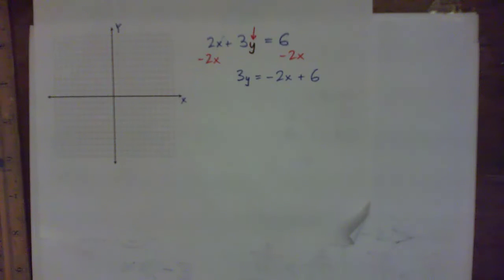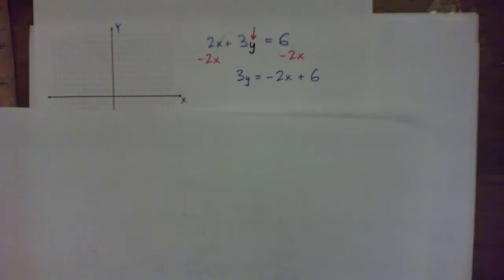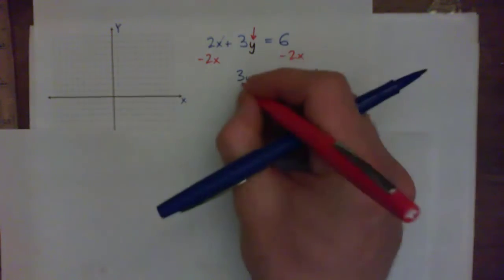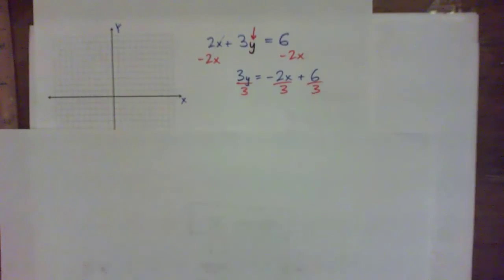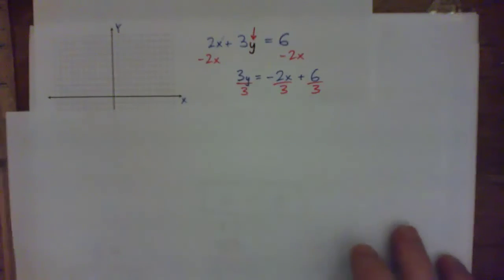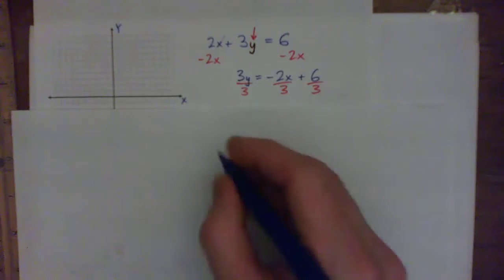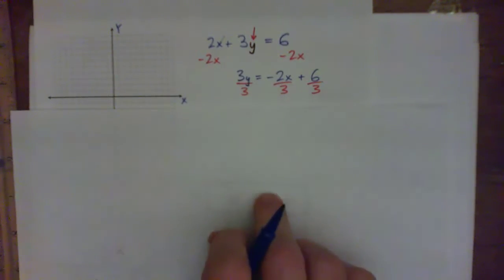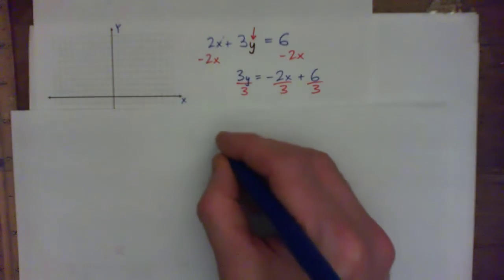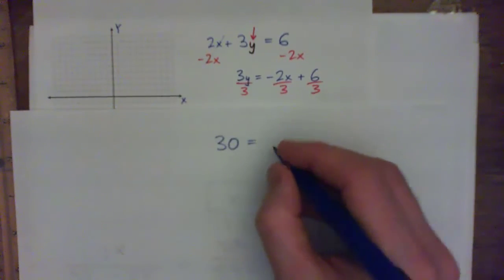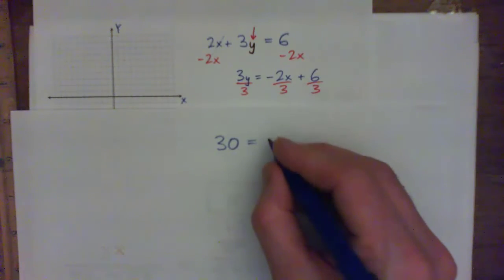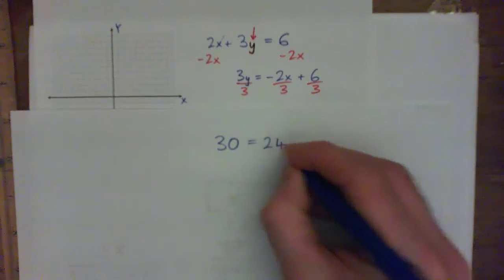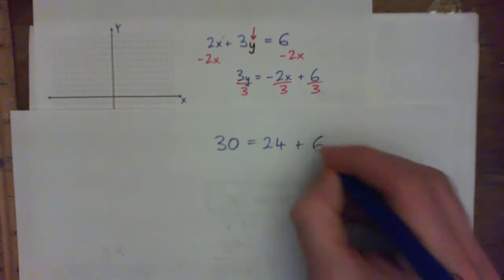And, yes. The trick is, though, we actually have to divide everything by 3. A lot of students mess up here and they divide just one thing. But you have to remember that all of these things are just numbers. So let's say 30, right? 30 equals 24 plus 6, doesn't it?